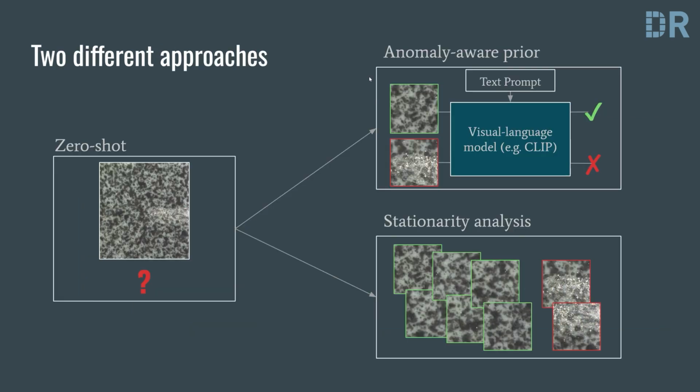We identify two fundamentally distinct classes of methods that have been proposed for zero-shot anomaly localization. One approach is to use a large pre-trained network, such as a visual language foundation model, which practically learns the concept of anomaly through large-scale training.